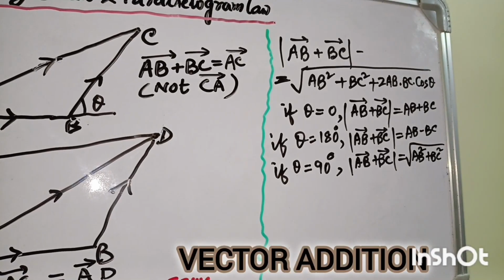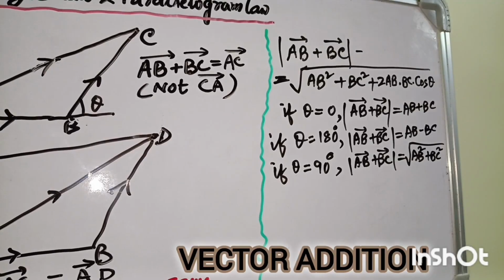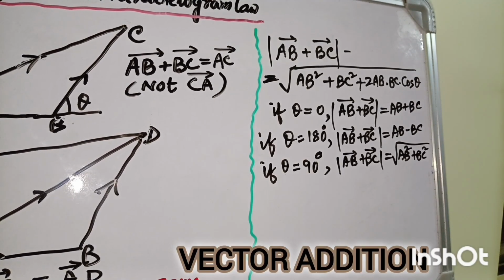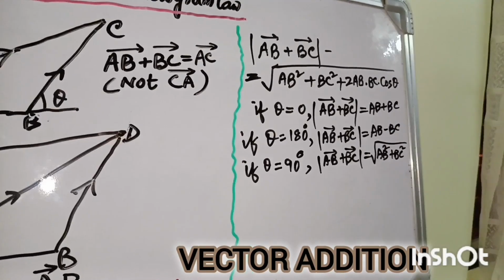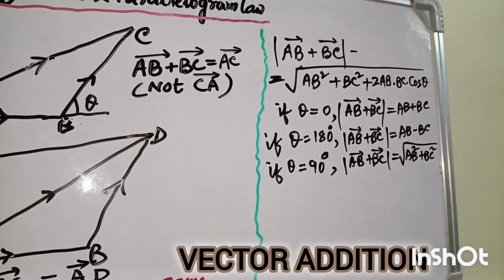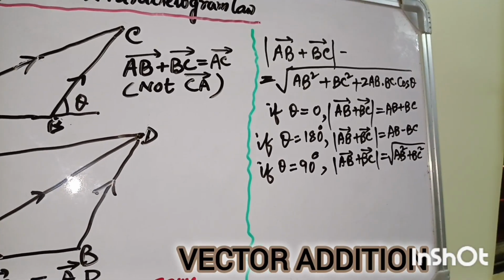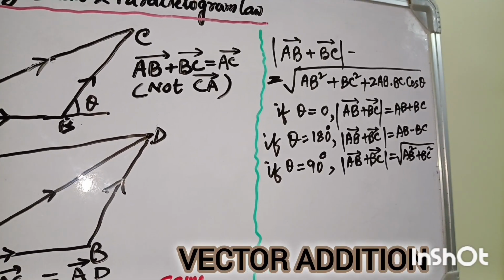Now there are three special cases. If theta is 0, the magnitude becomes simply AB plus BC, meaning we can add vectors in the same direction just like scalars. If theta is 180, meaning the vectors are opposite and in the same line, the magnitude will be just the subtraction of their magnitudes. If they are at 90 degrees, then the magnitude will be root over AB square plus BC square, because that is from the Pythagoras theorem.